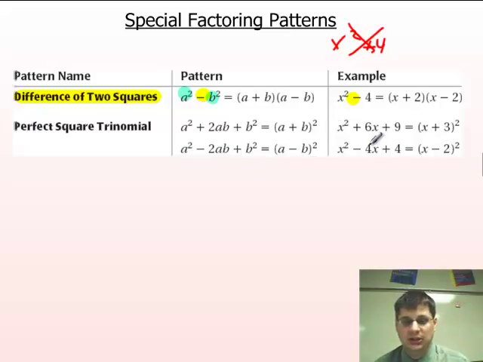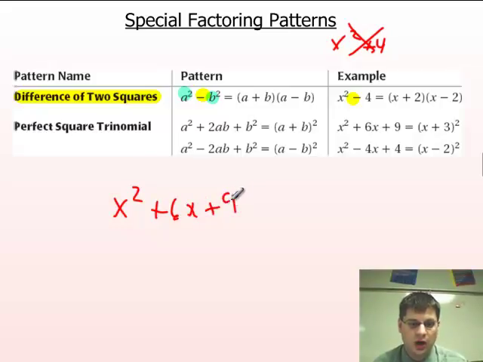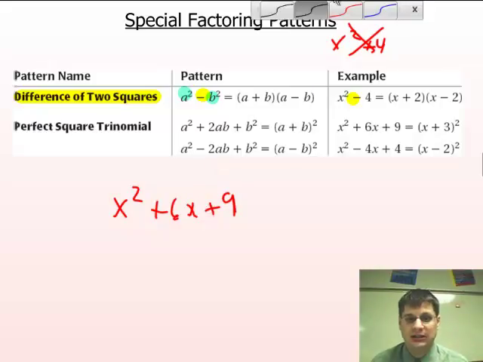So let's look at this first example here. Let's say it was x squared plus 6x plus 9. So how do you know? Well, you know through practice. You start recognizing it the more you do. That's the thing about factoring. It's just one of those things that you have to practice and you get better at.